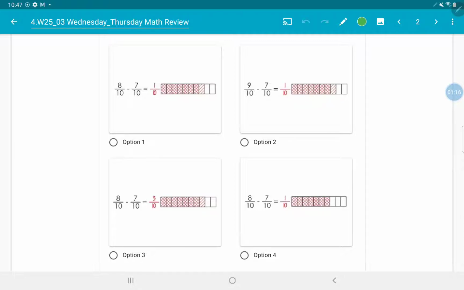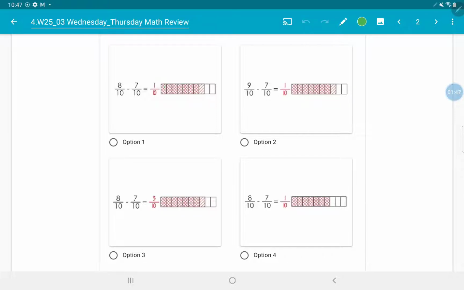And then option 1 says 8 minus 7, and that equals 1, and there's 1/10, and then they X out 7 of them, and then there's 1 left. Very good. So we know the denominators are the same, so we can subtract the numerators. 8 minus 7 equals 1. Our denominator is still 10, so 1/10 is the correct answer.